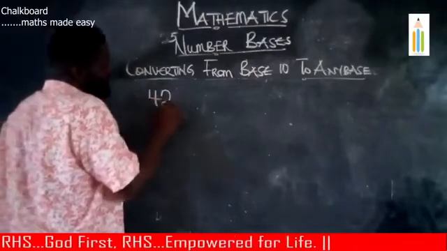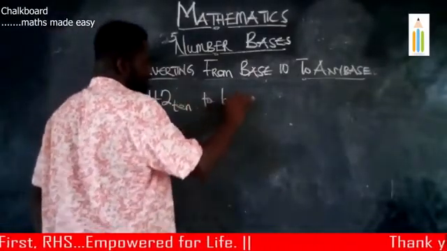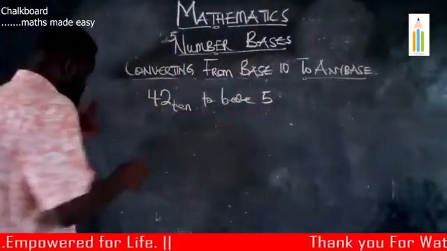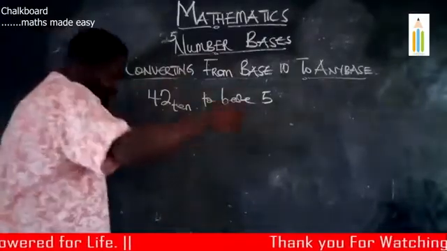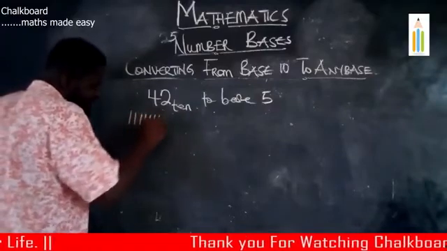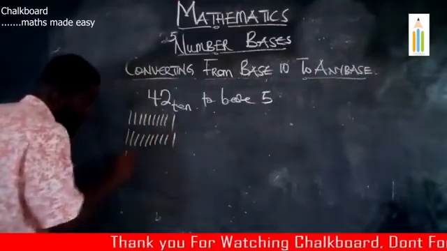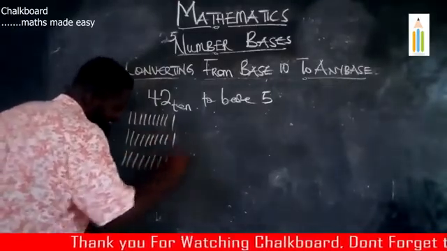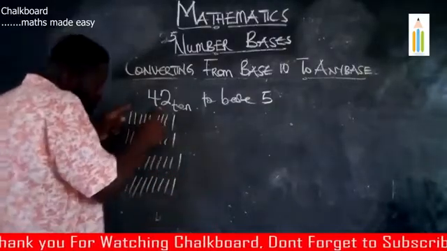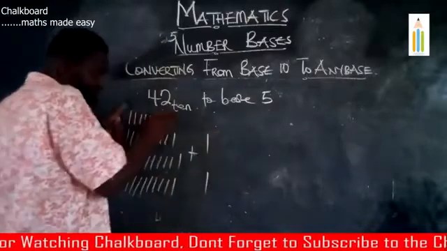If you are converting 42 base 10 to base 5. Now, the 42 here means 4 groups of 10 and 2 extra. So what I mean is we have 1, 2, 3, 4, 5, 6, 7, 8, 9, 10, and that four times. So 4 groups of 10, then plus 2 extra. That will give you the 42.